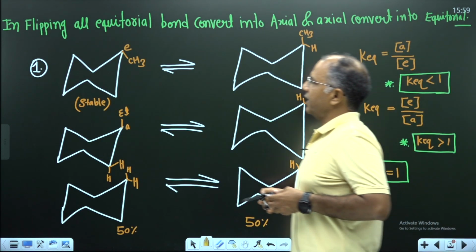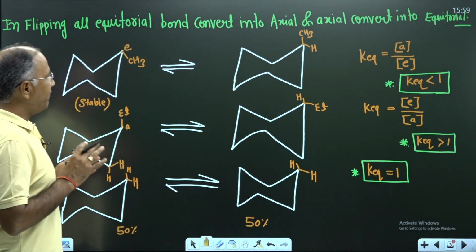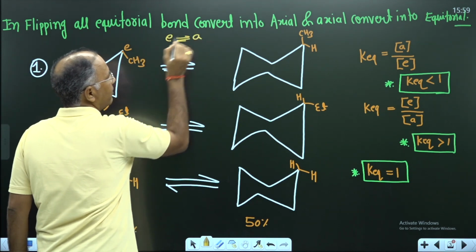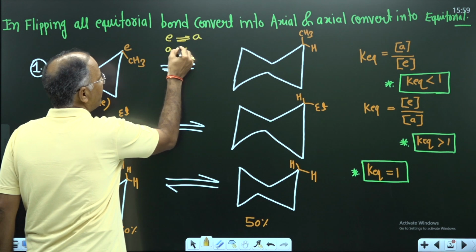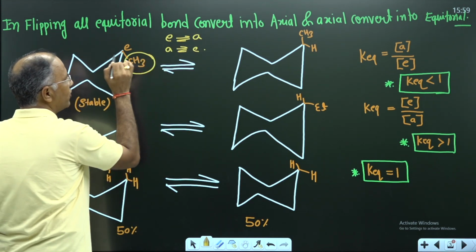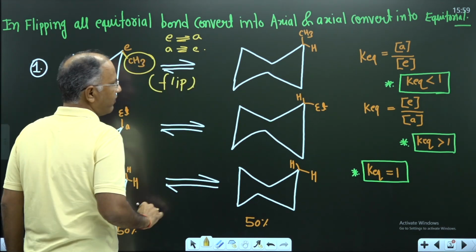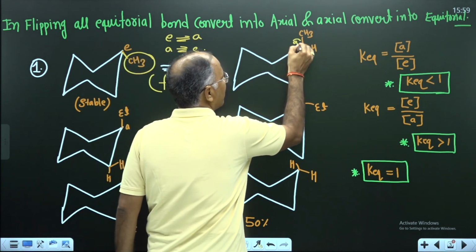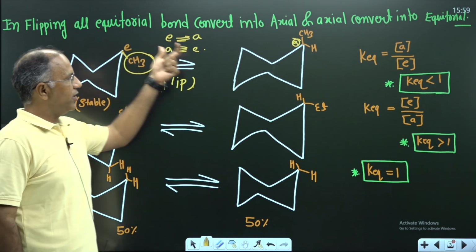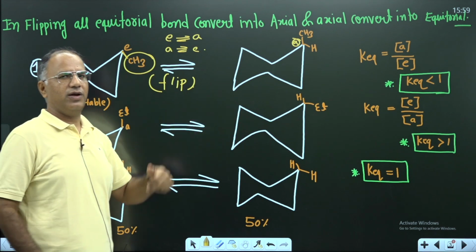Now there is a second concept. There is a flip. What is the effect of flipping? Whenever there is a flipping, equatorial bond flips into axial bond, and axial bond will flip into equatorial. Now in this example, initially the methyl is in equatorial position. If it undergoes flip, after flip it will convert into axial conformer. Suppose there are two equatorial positions of methyl, both will convert into axial. E flips to A, equatorial flips to axial, and axial will flip to equatorial.